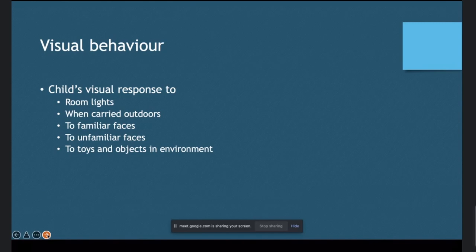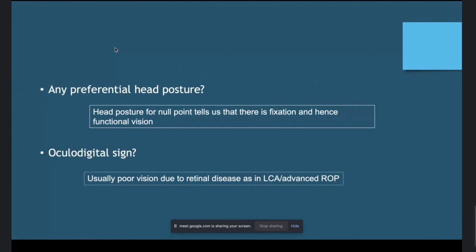Okay. Next, you are going to ask about any preferential head posture. If the parent says, yeah, he turns his face, like you saw in the first video, she was making a huge left face turn, right? What does that tell us? It tells us that the head posture is for the null point, and that there is fixation, and hence functional vision. It's a good thing when you see head posture, it means the child has functional vision.